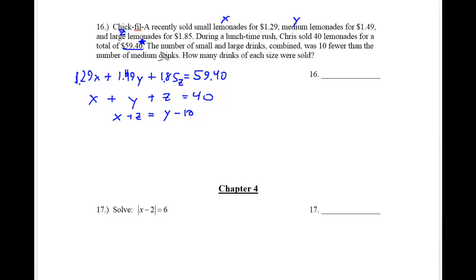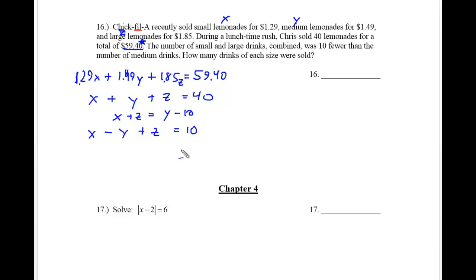So how we're going to write that is y minus 10. Again, just to really hammer this out, the number of small and large drinks combined, x plus z, was 10 fewer than the number of medium drinks. So these two were 10 fewer than that, and this gives us our equation. Now, we should push that y to the other side, so we have x minus y plus z is equal to negative 10.